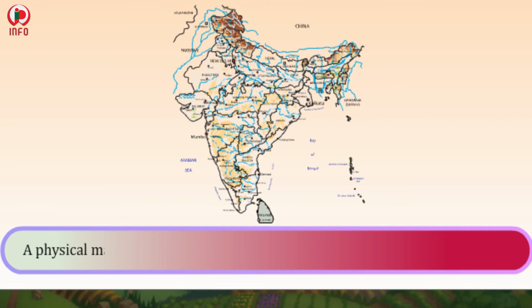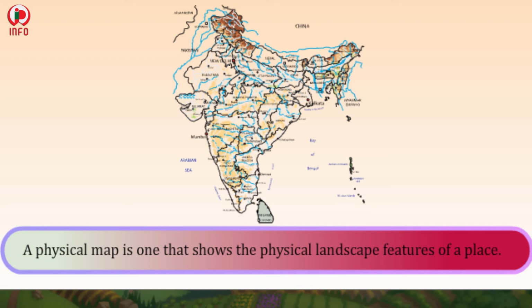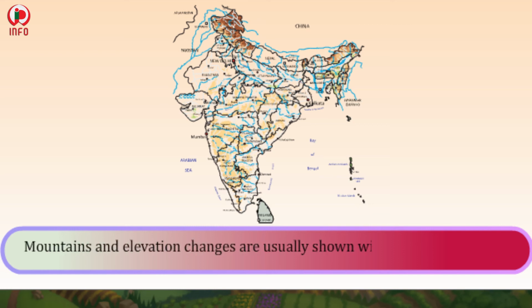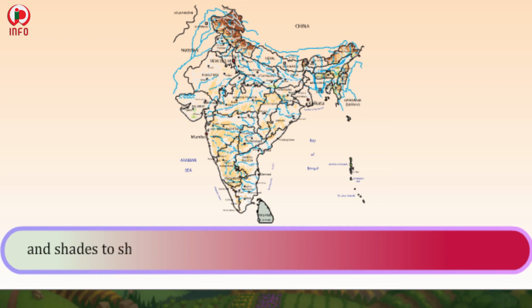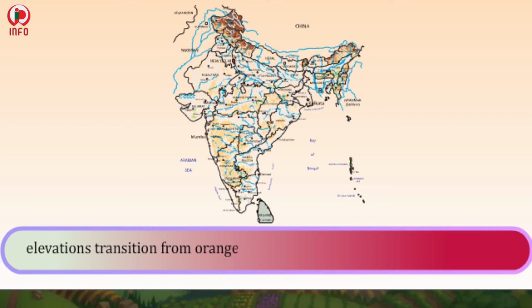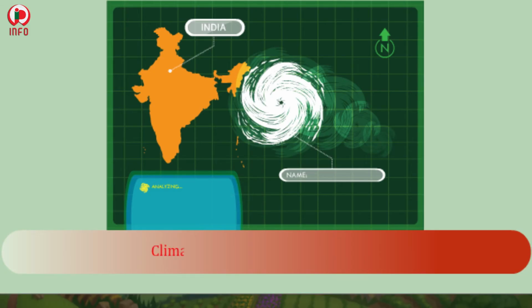Physical map. A physical map is one that shows the physical landscape features of a place. They generally show things like mountains, rivers, and lakes, and water is always shown with blue. Mountains and elevation changes are usually shown with different colors and shades to show relief. Low elevation coastal regions are shown in dark green, while the higher elevations transition from orange to dark brown. Rivers are shown in blue.